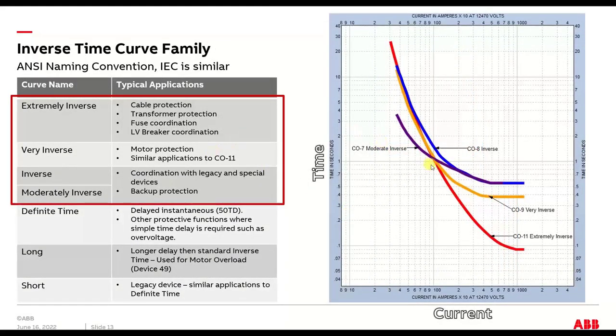Here's an explanation of the different curve types for the 51 device, the time overcurrent. This terminology comes out of the old electromechanical world, and it boils down to four that are going to be commonly used. They're all based on the inverseness of the curve. So you have your extremely inverse, which is this red line here. That's a very good curve to use if you have to coordinate with a fuse or a low voltage circuit breaker, transformers to some extent.